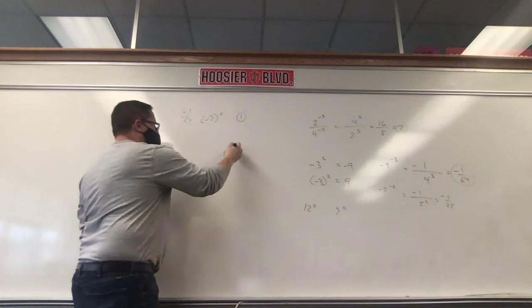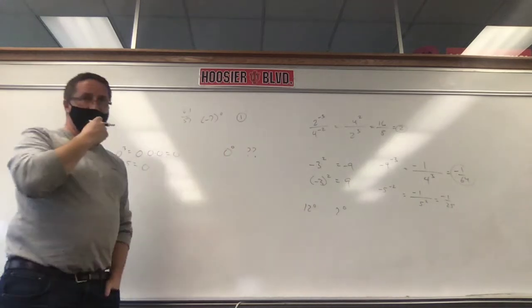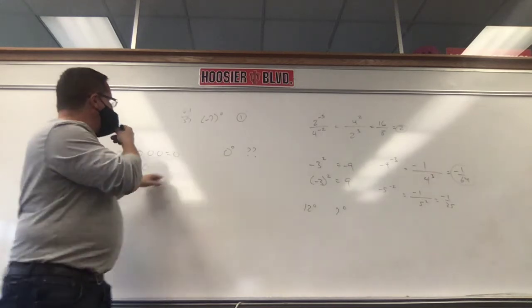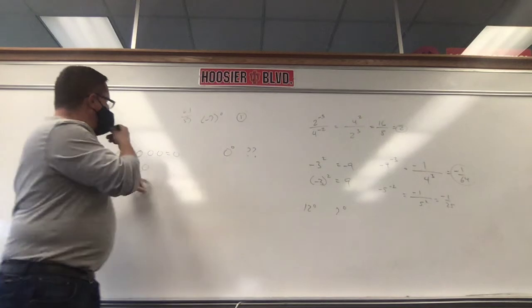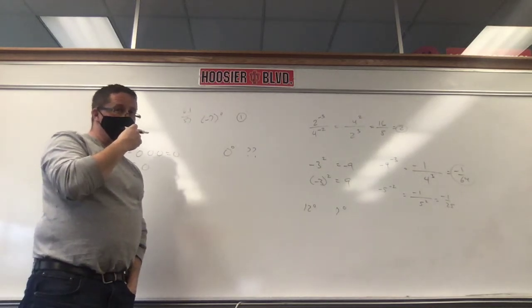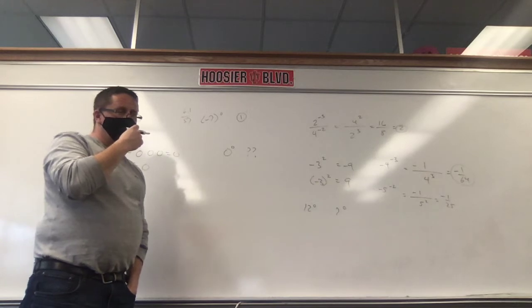So what's this? What's 0 to the 0? Is it 0 or is it 1? Anything to the 0 is 1. But 0 to any power is 0, so it'd be 0. But why isn't it 1?